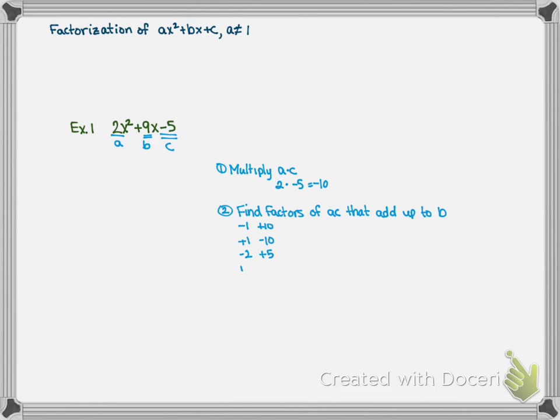Negative 2, positive 5, positive 2, negative 5. Those are our only ones, and let's look at what they add to. The first pair adds to 9, then negative 9, positive 3, negative 3. And we want to find the ones that add up to 9, which is our b. That's the first pair.